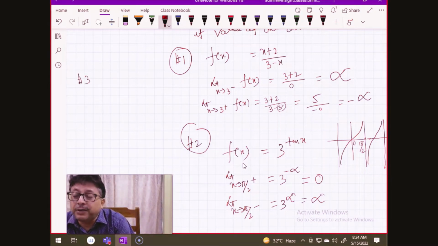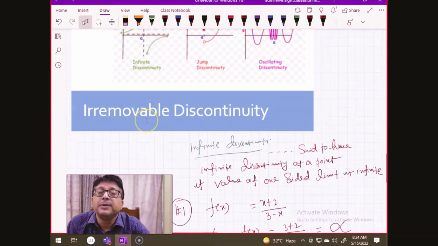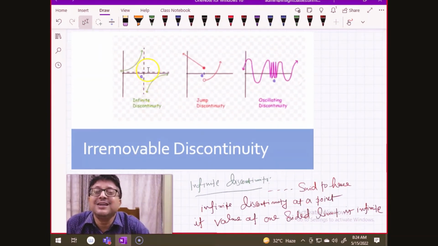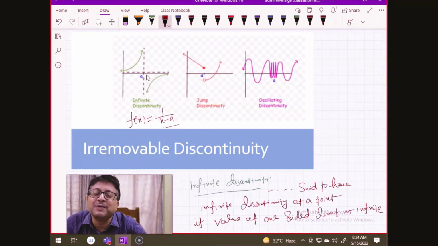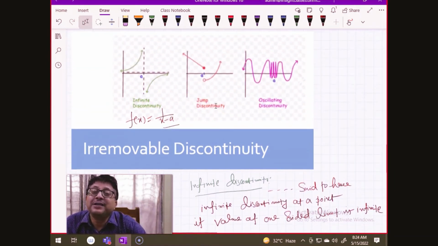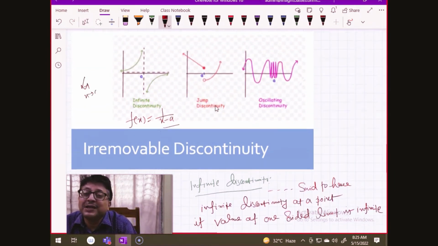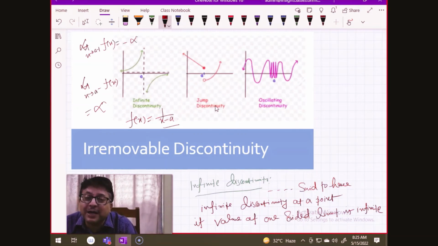Let me take another example of infinite discontinuity. This is a very common example. This function you can say is of the form f(x) equal to 1 by (x minus a). This point also has infinite discontinuity. This is the point a. If you want to find limit x tending to a minus f(x), this is going to be 1 by 0 plus, that is infinity, and limit x tending to a plus f(x) is going to be minus infinity. Quite obvious from the graph also.